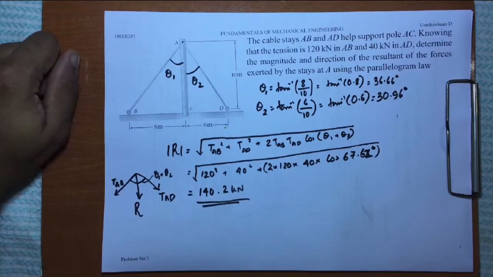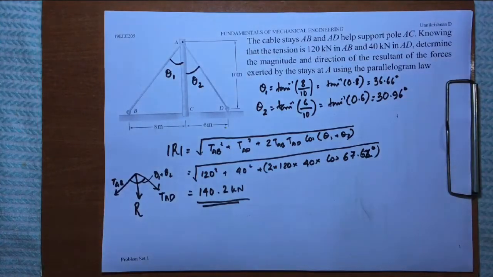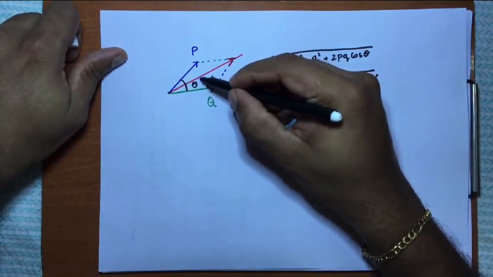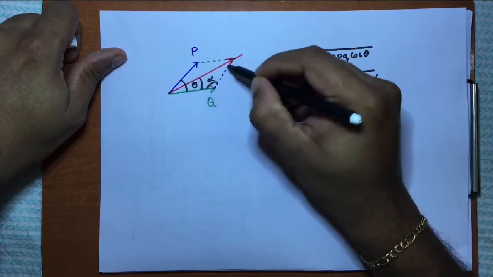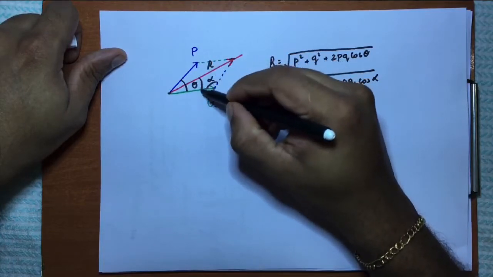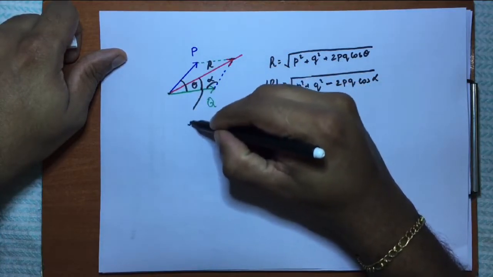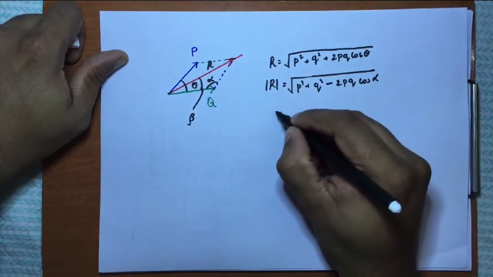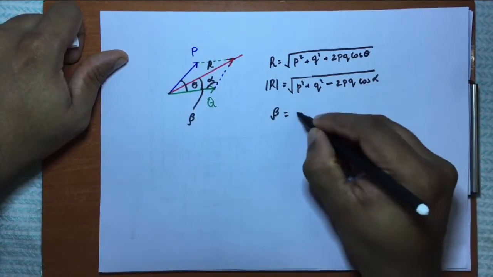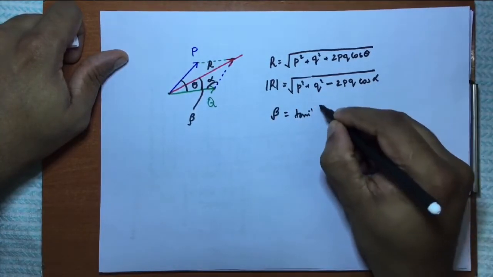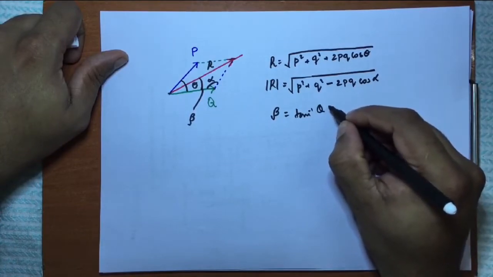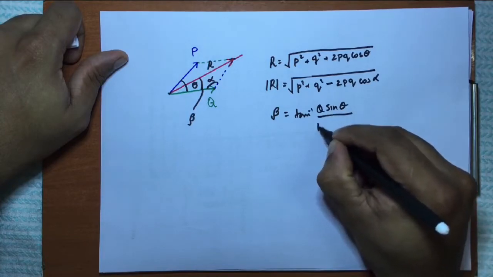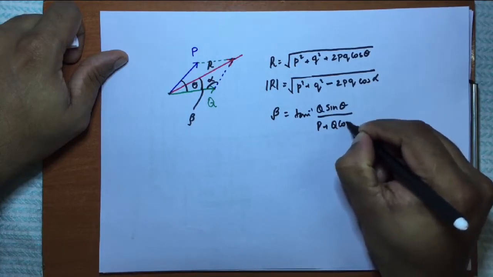Now let us come back to the cosine law again. Here, if I want to find the angle at which the resultant R is acting, say this angle is beta. How to find the angle beta? The formula is simple. Beta is equal to tan inverse of Q sine theta divided by P plus Q cos theta.